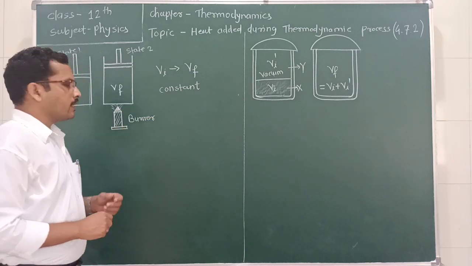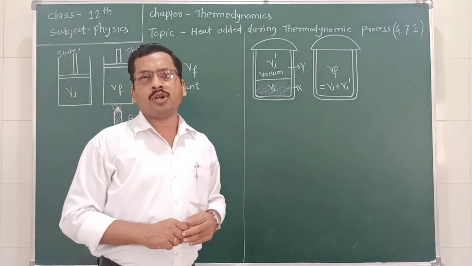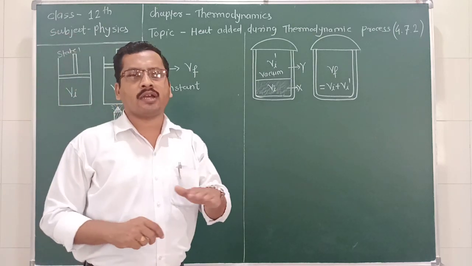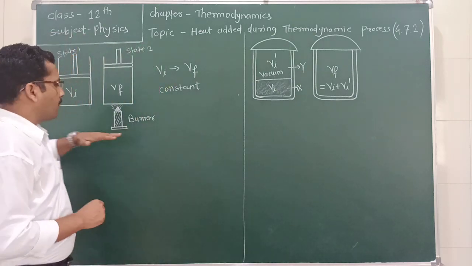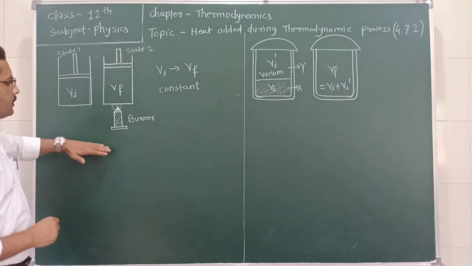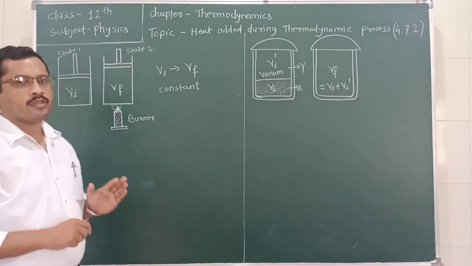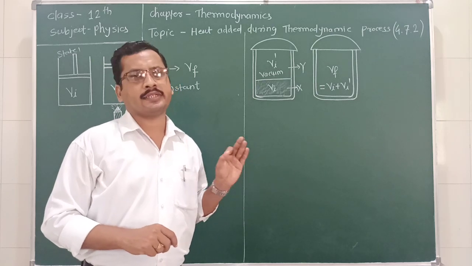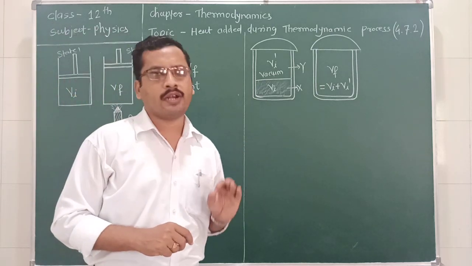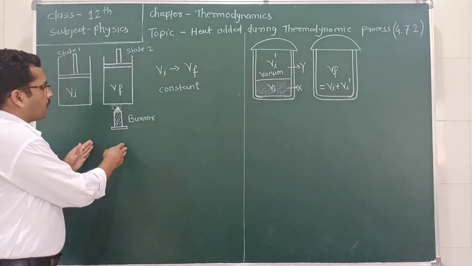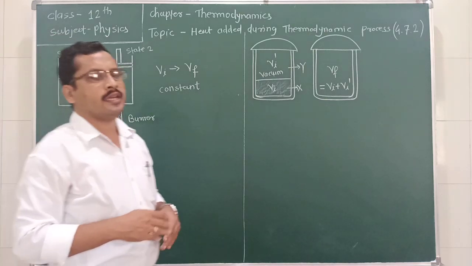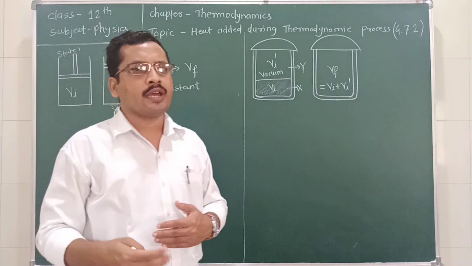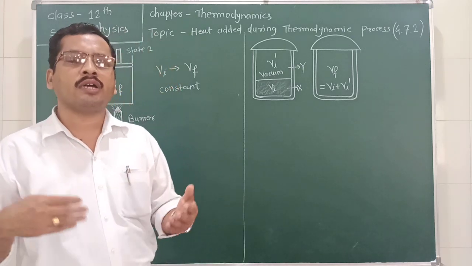So the heat must be supplied in a controlled manner, so that the gas expands very slowly and in a controlled manner. So in the first case, what happened? If there is no heat supplied to the cylinder, there is no change in the volume of the gas. It remains constant because there is no work done. But as the burner supplies heat to the cylinder, the internal energy increases, the volume changes, and some work is done by the system on the piston.